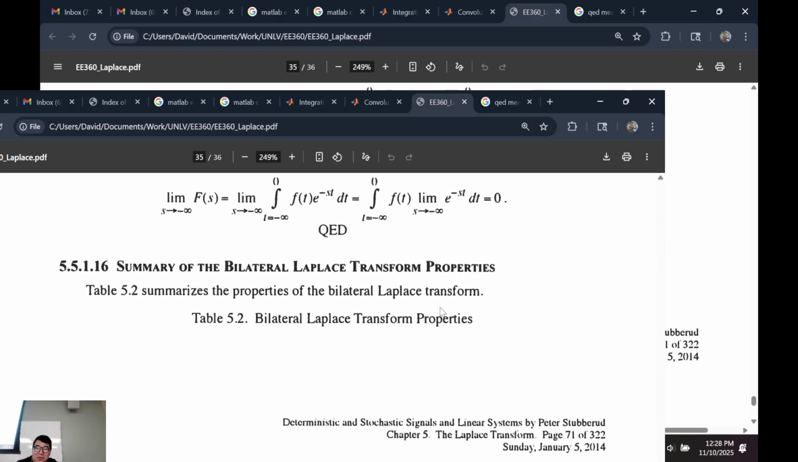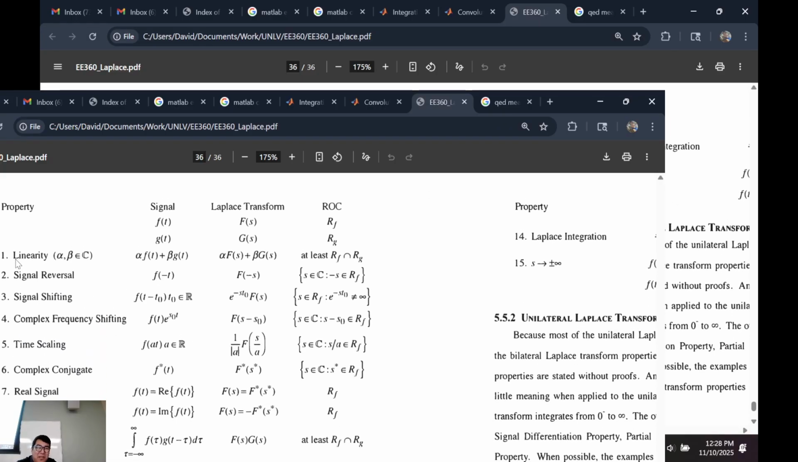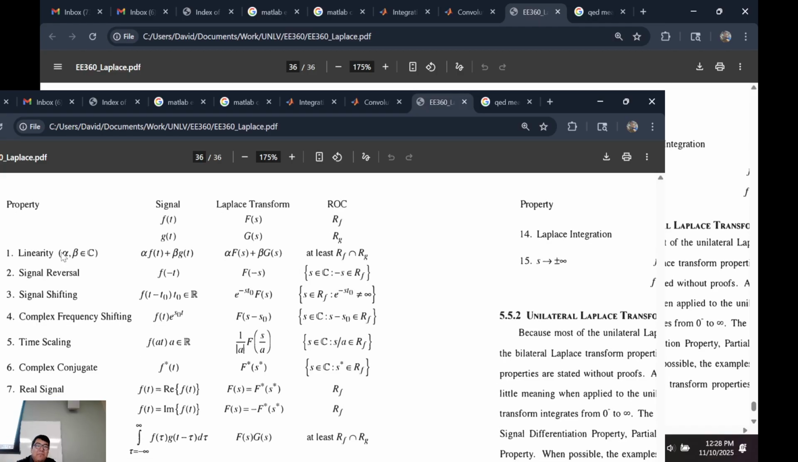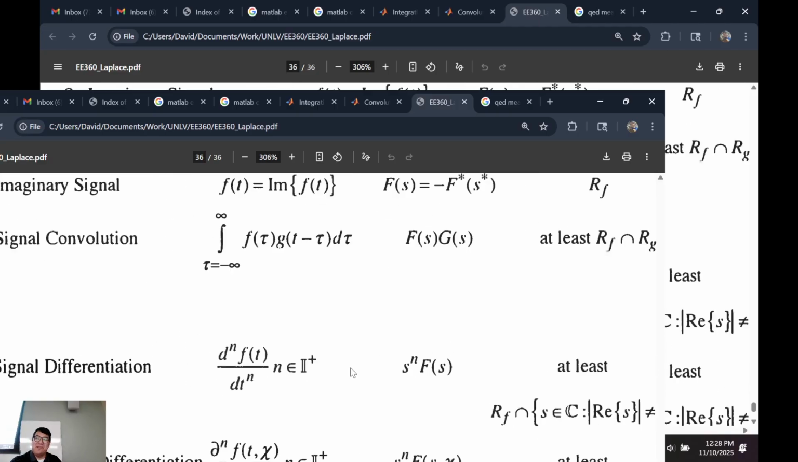Summary of the bilateral Laplace transform. And he just reproves everything. Here's all the proofs you need to memorize. Well, not memorize. I would just say linearity, because everything is linear time invariant systems. Signal reversal, not that bad. You just change this S. Signal shifting, time scaling. This one, definitely memorize this one. Very important.